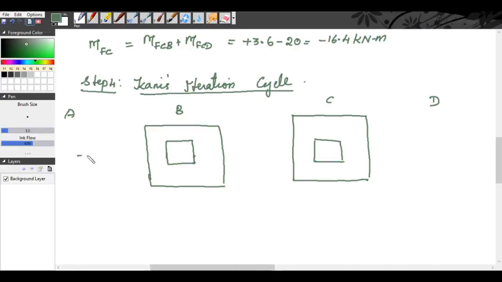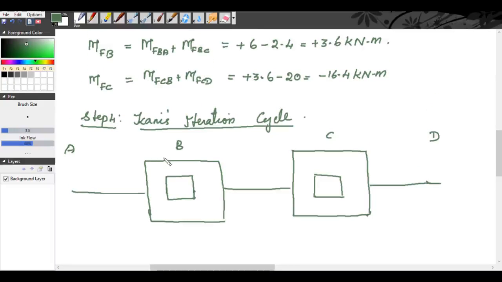Okay, so from A to B, B to C, and from C to D. Now, we have to write the restrained moments inside the smaller box. At B, the restrained moment is plus 3.6, so we can write plus 3.6 in the smaller box. At C, the restrained moment is minus 16.4, so we can write minus 16.4 in the box corresponding to joint C.